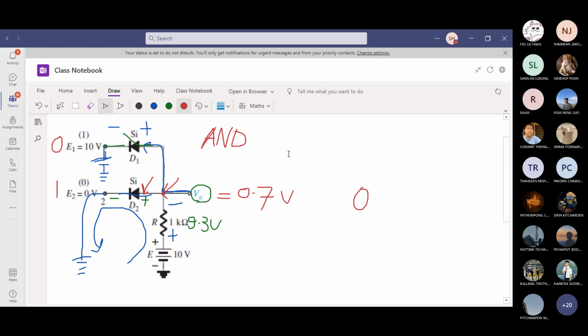Either one turns on, you'll get a high output. Now, if you have one of them on, the other one is off, and the final is equivalent to a Boolean 0, this is the AND gate.